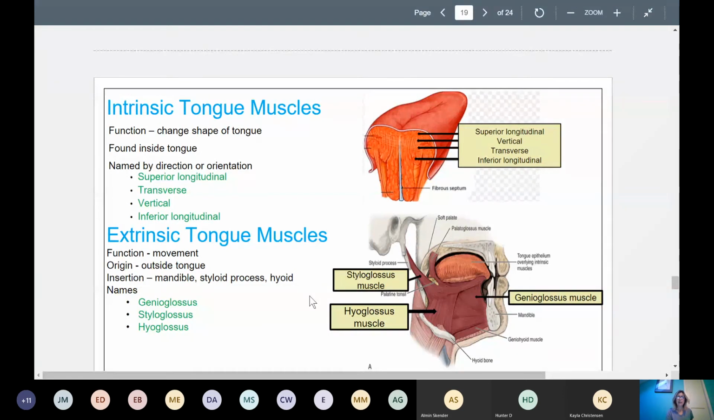So they kind of give you a little bit of hint in their name. The genioglossus is going to insert into the genial tubercles. The styloglossus is going to insert into the styloid process, and the hyoglossus into the hyoid.